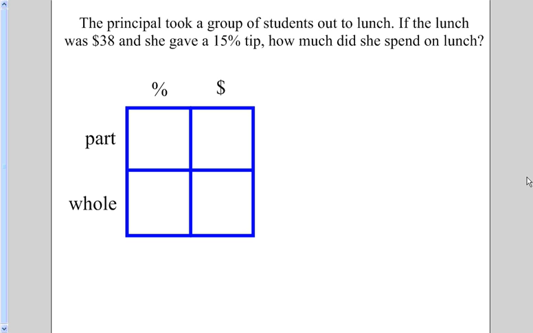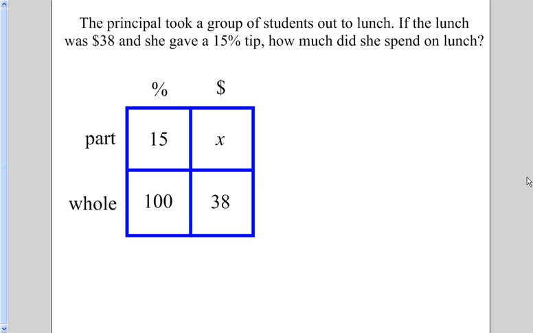And we're going to put a dollar sign in the second column, because we're looking for a number that is specifically money. Here we're talking about money, the amount that the principal spent on the lunch and the amount of tip that she needs to find. Now let's take the numbers from the problem that go with this. The whole of a percent in the bottom left is 100. And the part, in this case, is 15. 15 out of 100. That's the percent tip. And we can see that the whole price of the meal is $38. What we don't know here is the price of the tip, and that's what we're going to find out.